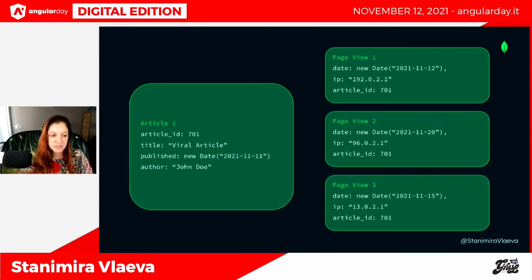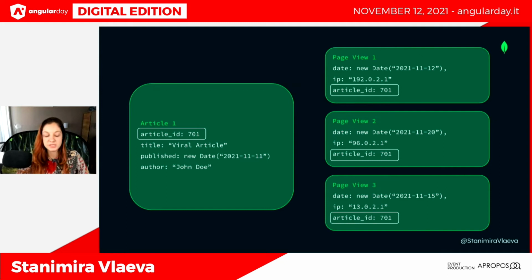Let's see how this looks in our article page views example. So our article has an ID, and every time someone visits it, we generate a new page view document that we save in the database, and we refer to this article by its ID. That way, we're not exceeding the document size limit and we're safe.